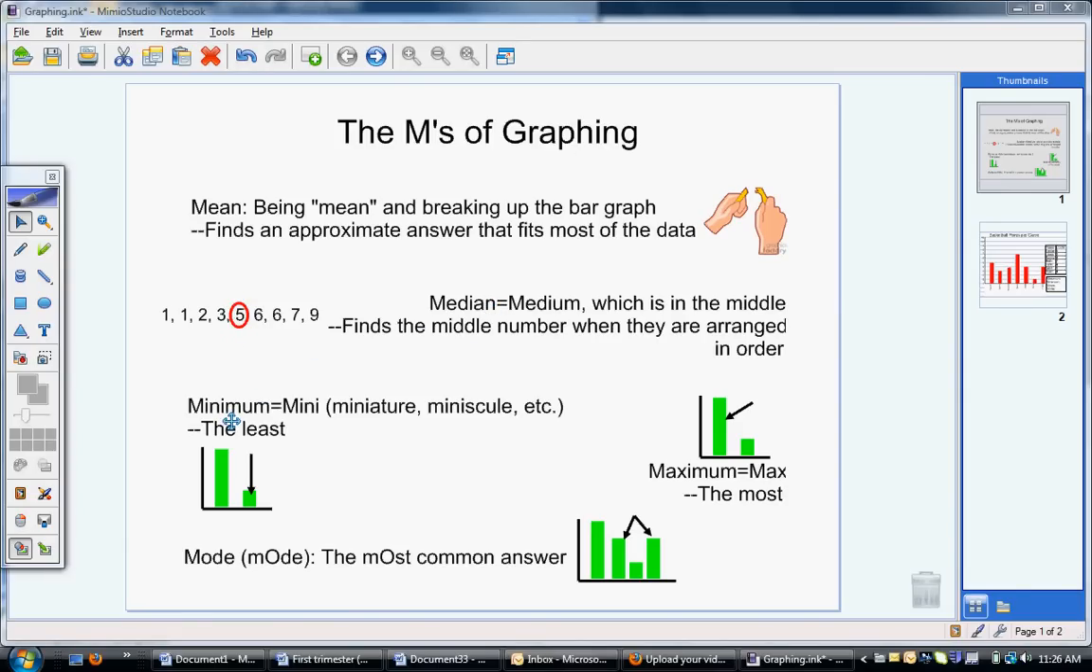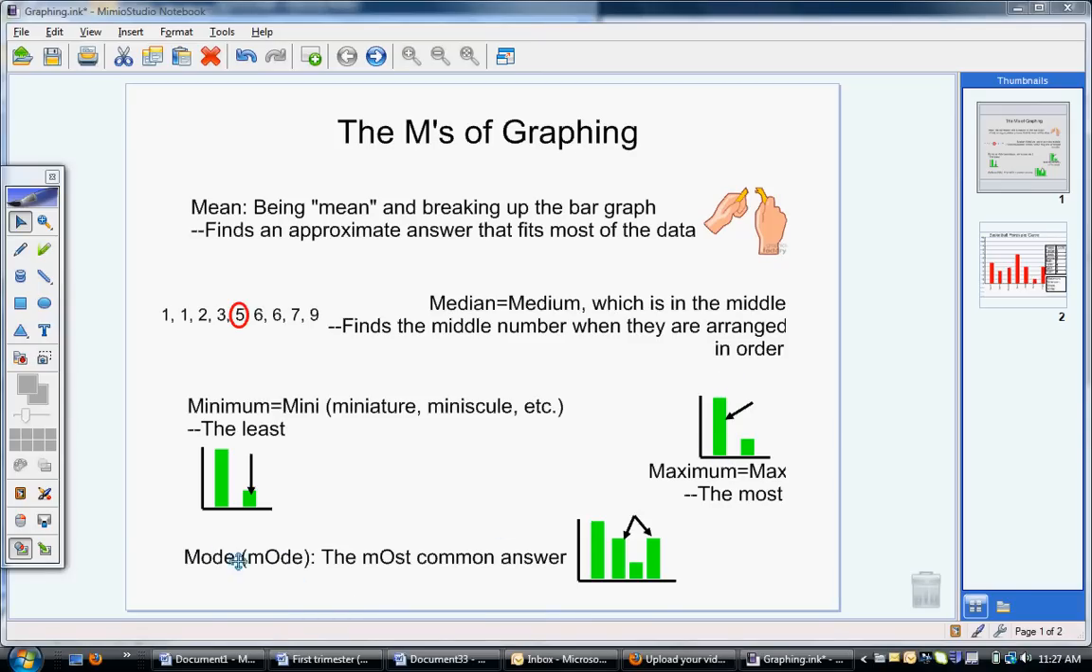Another word that you might hear is the minimum. When I see minimum, I see M-I-N-I, which is mini. I see mini in miniature or minuscule, and those are the ones that are really teeny tiny. The one that's the least on the bar graph would be your minimum. The opposite of that is the maximum. And when I see maximum, I see M-A-X, and I'm thinking to the max. It's extreme, it's the most. And so the maximum is going to be the tallest bar graph.